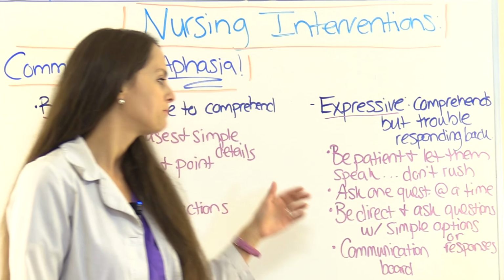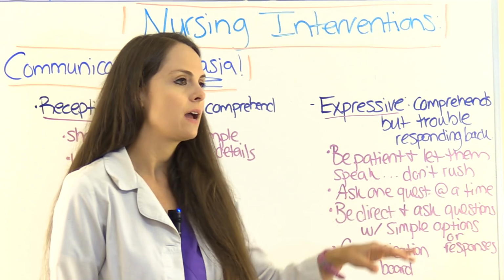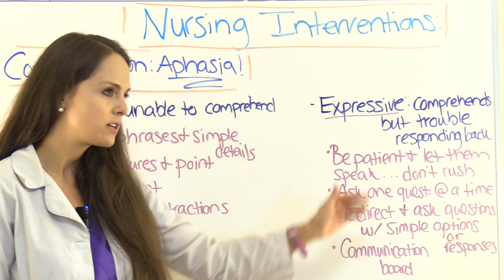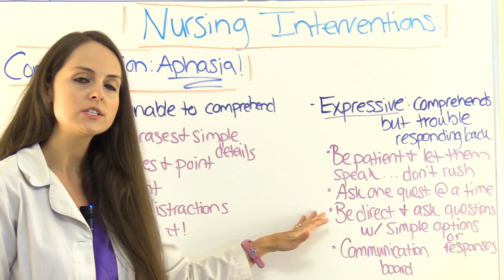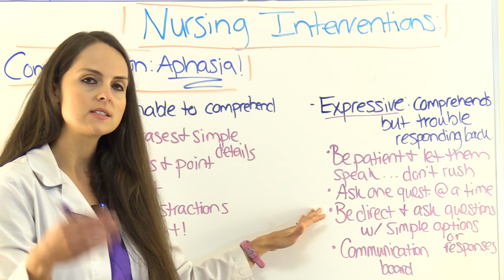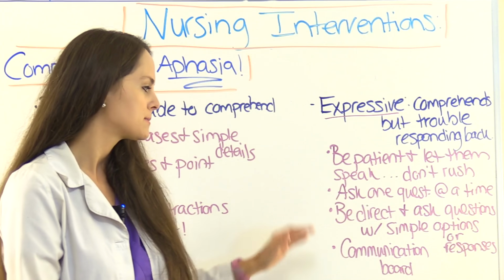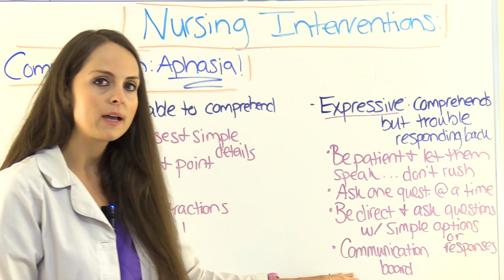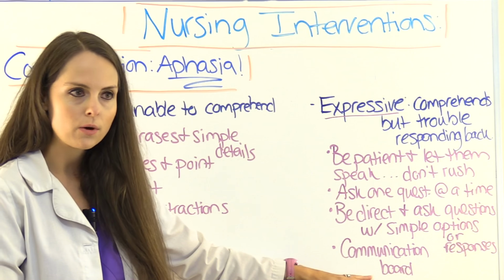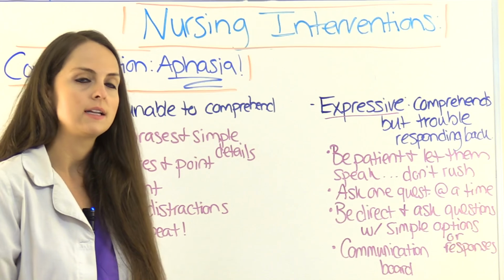Let them say it. Another thing is ask one question at a time. Don't ask them 50 questions where they have to give you 50 responses. One question at a time. And let those questions be direct, and ask the question in a way where they have to give a simple response to you, not a huge descriptive response. And another great thing with these patients I've found is to use a communication tool like a dry erase board, pencil, or piece of paper, and that will help them communicate what they need to tell you.